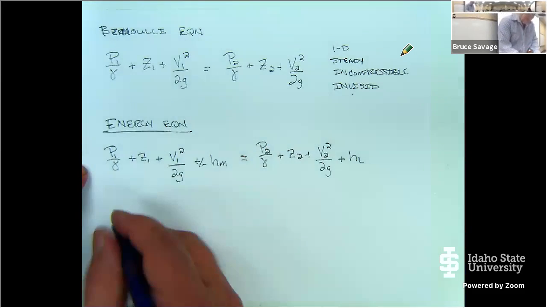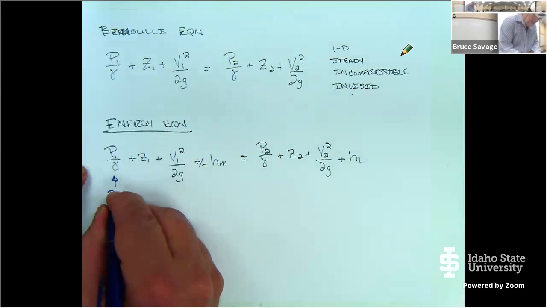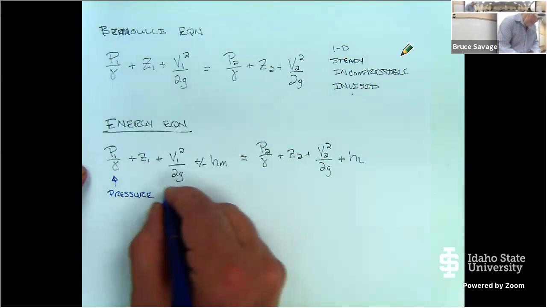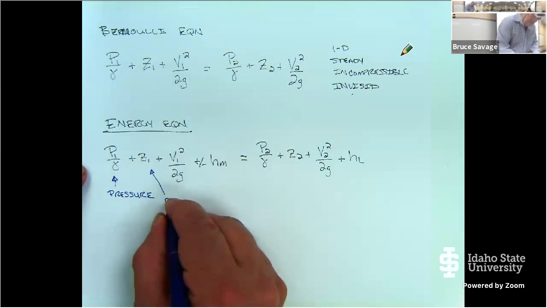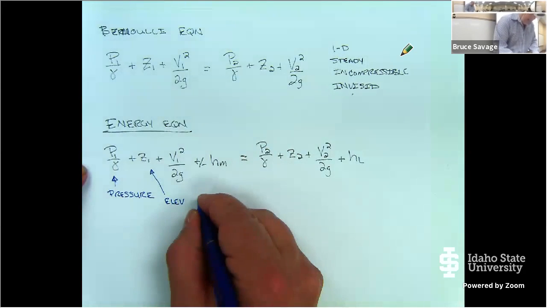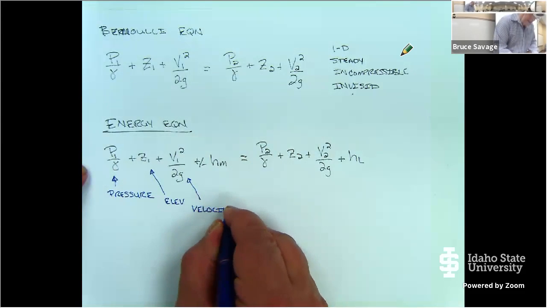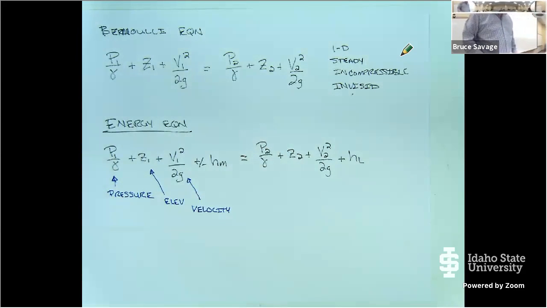So P sub 1, we've already called this before. This is the pressure head. And Z sub 1 is the elevation head. And V sub 1 is the velocity head. Okay. Once again, in hydraulics, head means length, so feet or meters. Dimensionally it's a length, so it collapses to feet or meters on any one of those terms.